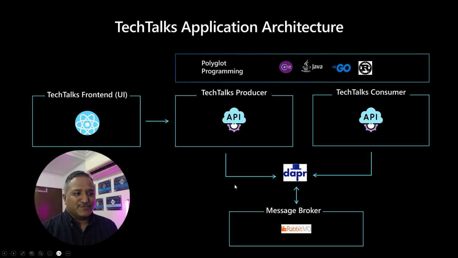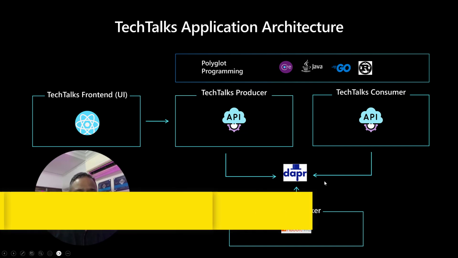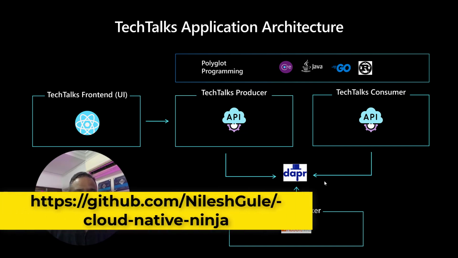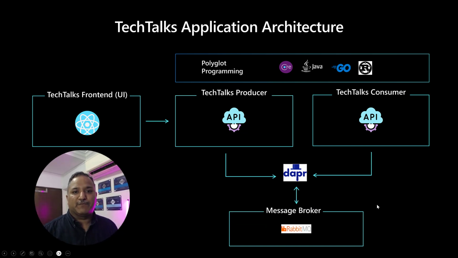So far in this series, we have seen how to build a TechTalks application, which consists of a basic front end using React as an application programming language or framework. And then we have built two backend components, the TechTalks producer and TechTalks consumer. We are also using a polyglot programming model, and we demonstrate using a distributed application runtime called dapr how to integrate dapr with different programming languages like .NET, Java, Go, Rust. And we are also using a message broker, RabbitMQ, to decouple our producer and consumer.